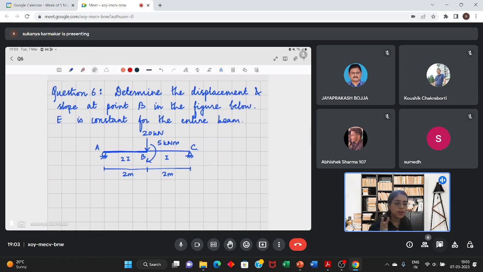I'll simply split this structure into two structures. On one structure, the vertical load of 20 kilonewton will act, and on the other structure, the moment of 5 kilonewton meter will act. And then I'll combine their bending moment diagrams. You can do it separately like this, or you can do it at once. So it's your wish.